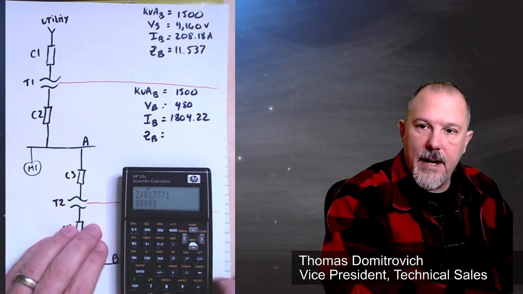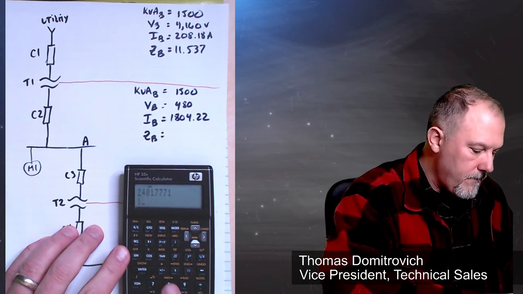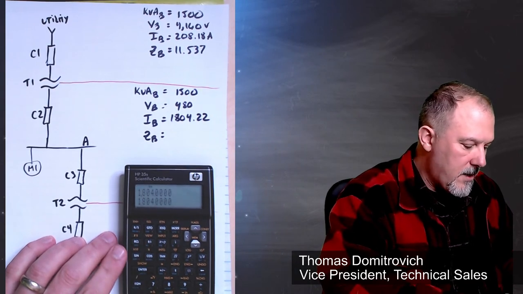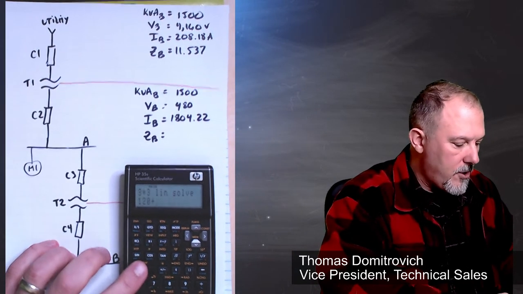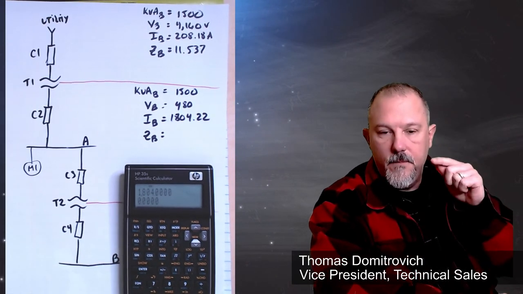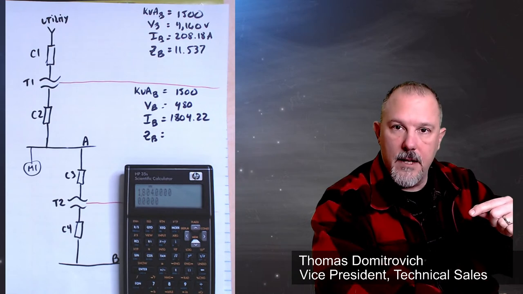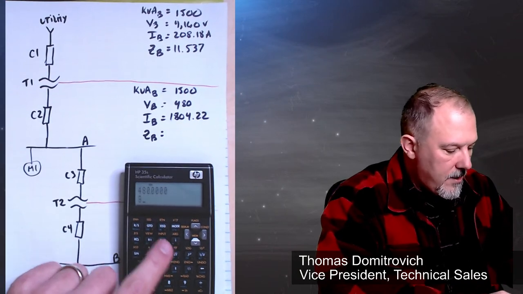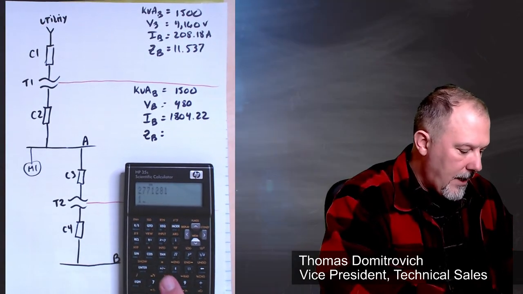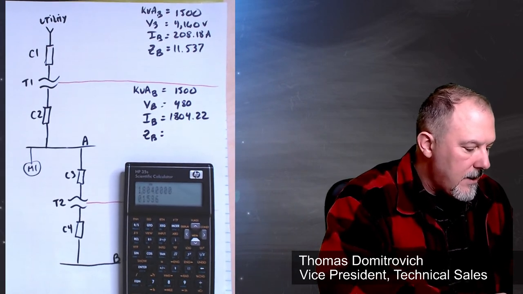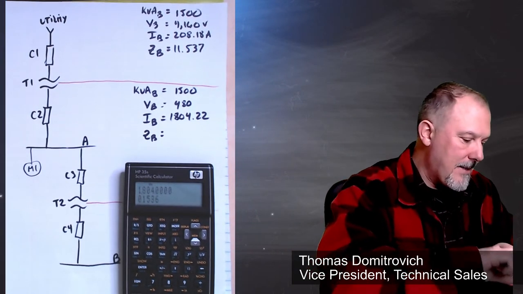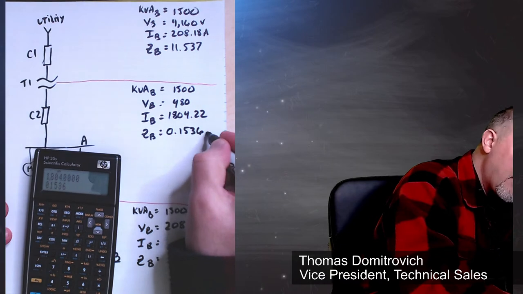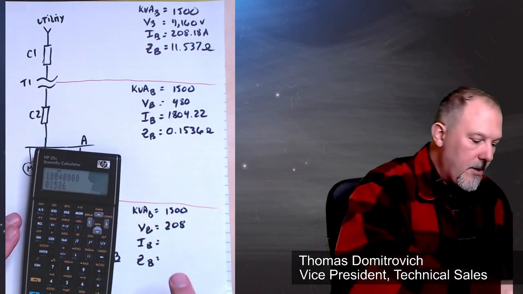All right, so my Z base is 480. Remember, Z base is voltage divided by square root of 3, line to line voltage divided by square root of 3, divided by the current. So 480, 3 square root divide, 1804.22 divide, 0.1536. 0.1536 ohms. And I'm going to do the same thing here.